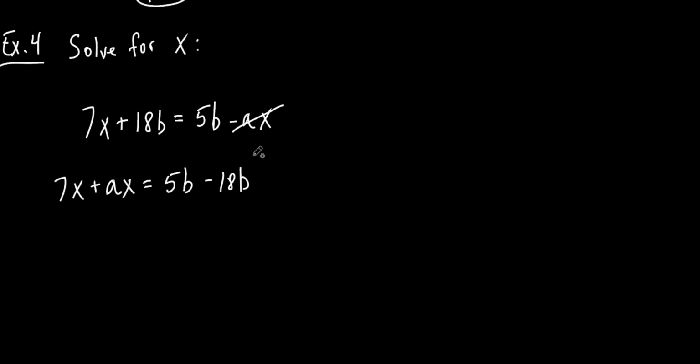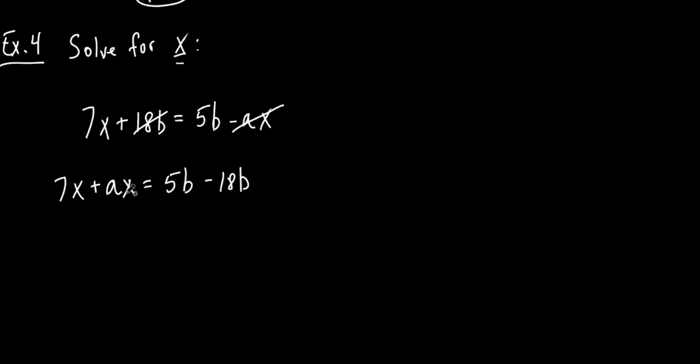Make sense? Okay. So I got rid of that. Put that over here. So really, the only thing I did is just put the x's on the left-hand side, put everything else on the right-hand side. I want to solve for x. I got an x here and an x here. So I have an x that's in common with both of those terms.